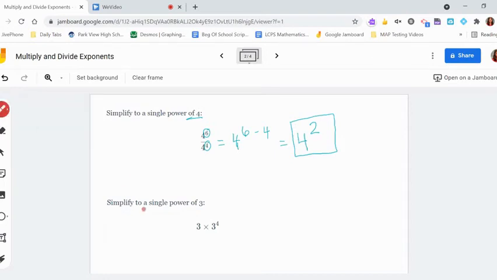My next one says simplify to a single power of 3. So I have 3 times 3 to the 4th. If you don't see an exponent, there is a 1 there, okay? So we're multiplying, so I'm going to make 1 base, and I'm going to add 1 plus 4. So 3 to the 5th power, okay? Again, there is a numerical value for that. 3 to the 5th power is a number, but we're just going to leave it like that for now because the directions tell us to leave it, okay? I have 1 3, and then I'm multiplying it by 4 more, so I have 5 total 3s there.